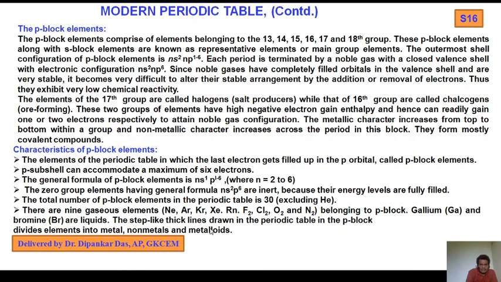The step-like thick lines drawn in the periodic table in the p block divide elements into metals, non-metals, and metalloids. So metal, non-metal, metalloids I have already told you, astatine, arsenic. So these are the metalloids. So these are the p block elements. What is the general configuration? ns2 np1 to 6. Why? Because p orbital has 3 degenerate orbitals, px, py, pz. How many gaseous elements? There are 9 gaseous elements, liquid elements 2, bromine and gallium, the 2 liquids. Okay, so these are the p block elements.